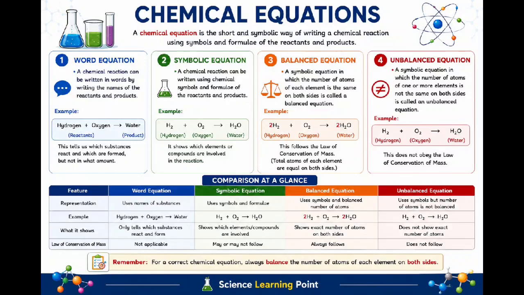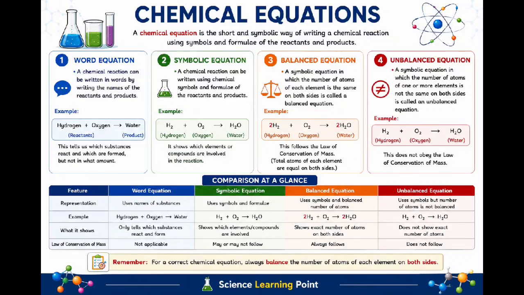Number three, unbalanced chemical equation. Look carefully at the equation H2 plus O2 to H2O. Let's count the atoms. On the left side, there are 2 hydrogen atoms and 2 oxygen atoms, and on the right side, 2 hydrogen atoms and 1 oxygen atom. The oxygen atoms are not equal, so this is an unbalanced chemical equation.